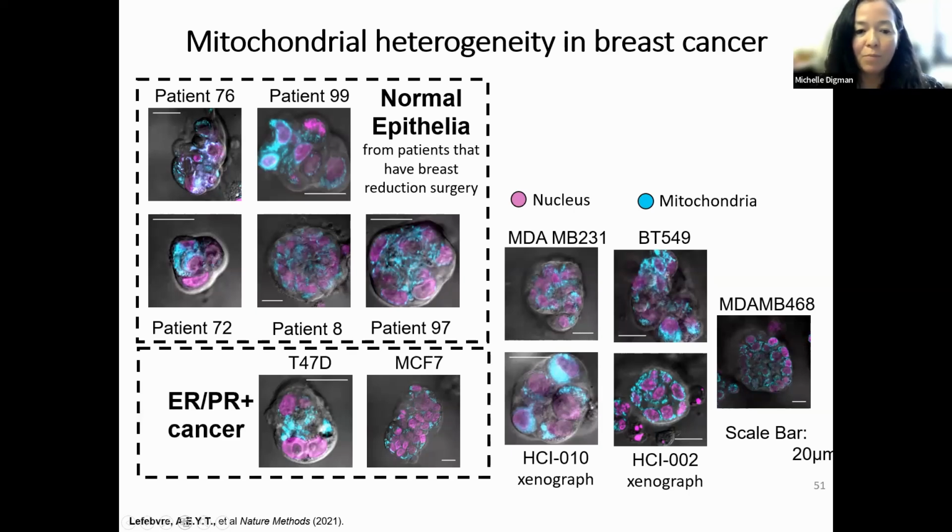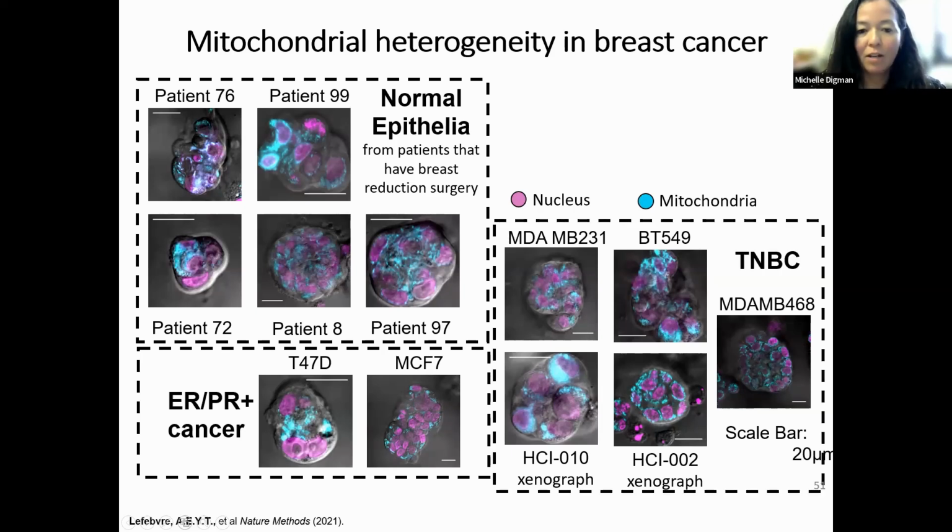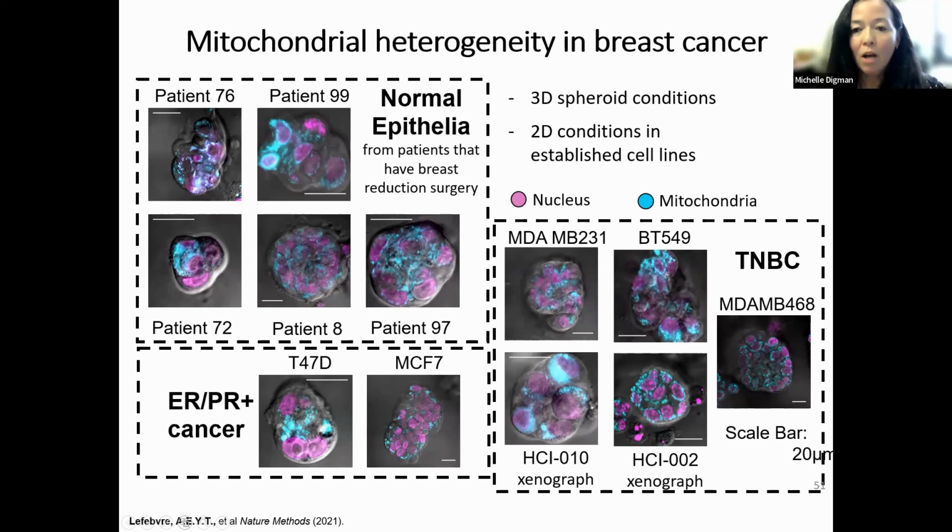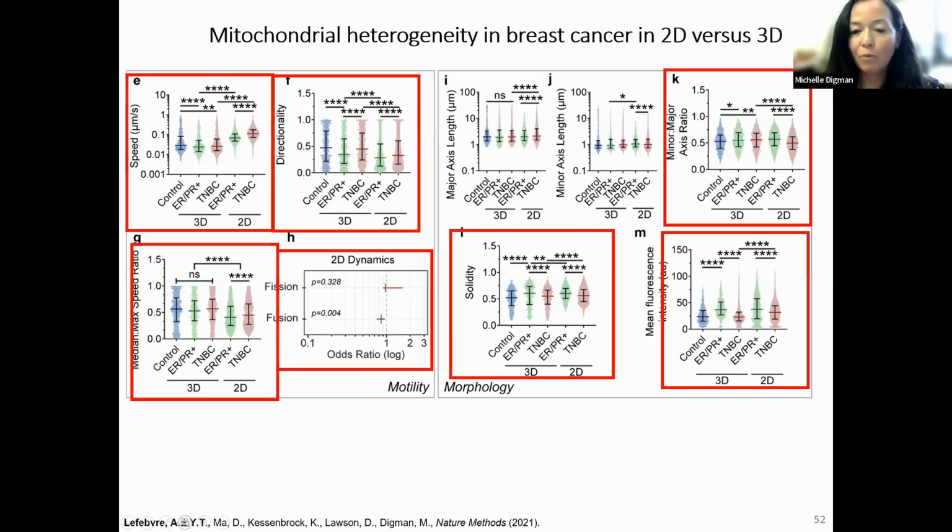These are our ER/PR positive cancer, not as aggressive, but they're still tumor cells. And then our highly aggressive tumor cells. And these also include patient xenografts here. And so we were interested in determining what is the difference of mitochondrial tracking and movement in 2D versus 3D. And there's a lot of data here, but I'm going to summarize all of it.